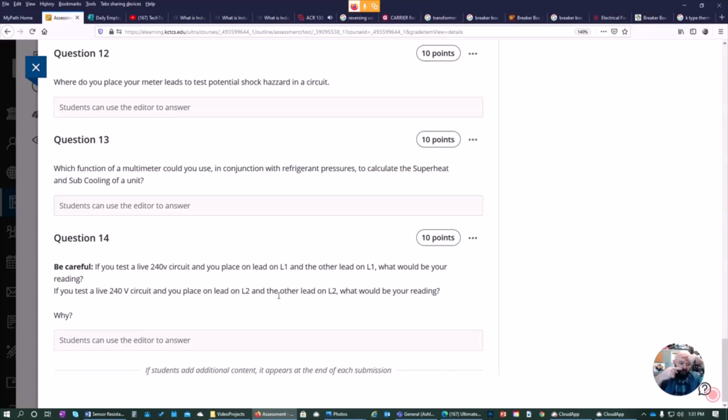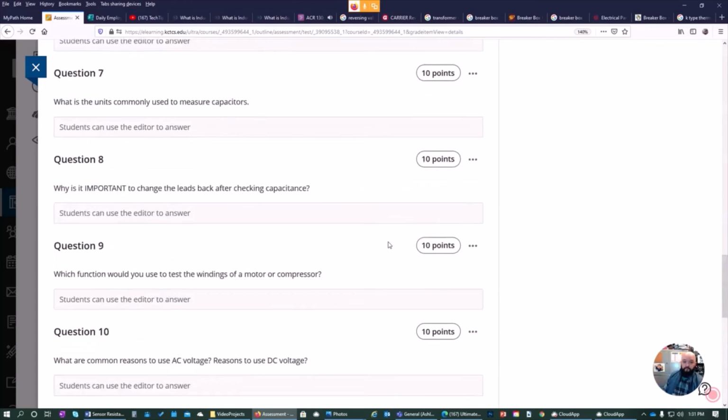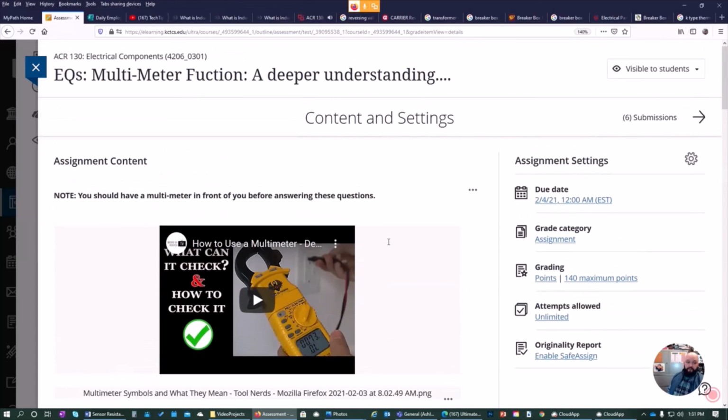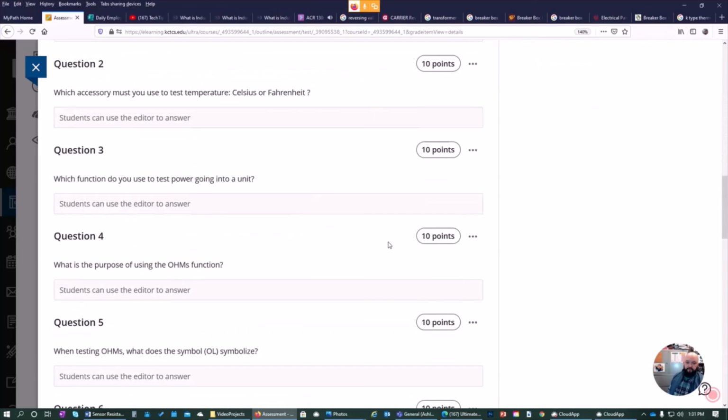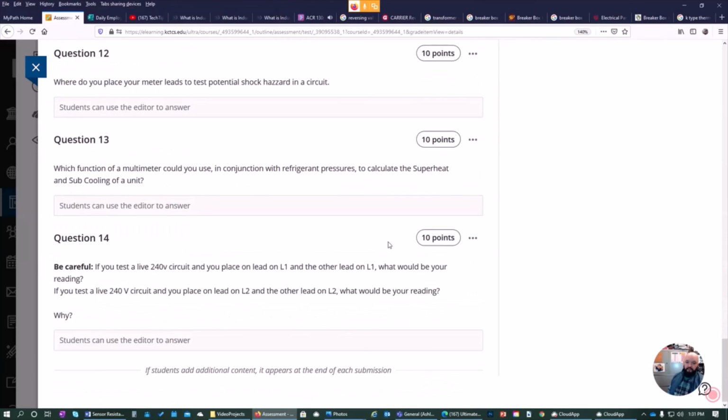It can only read the current going through an entire circuit. And to have an entire circuit, you need negative and positive. So that's why on your leads, it'll literally label them common and hot, or black and red, which is the same as negative and positive. So make sure you review this video. Do you guys have any questions about these EQs? There will be several questions on your test about different functions and using them in different circumstances.